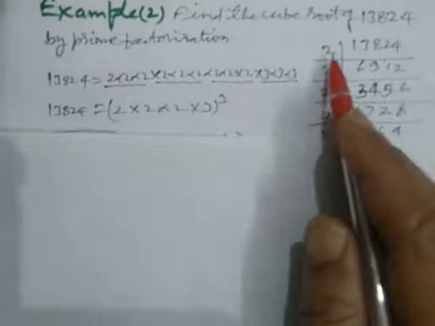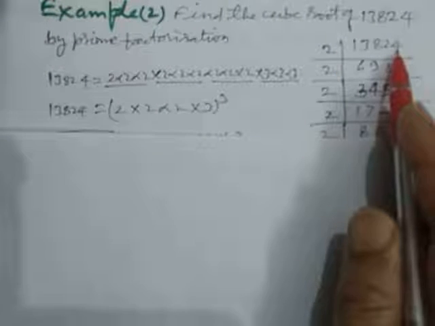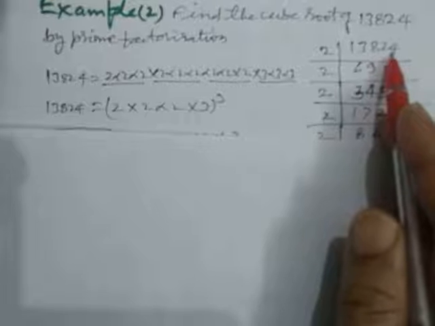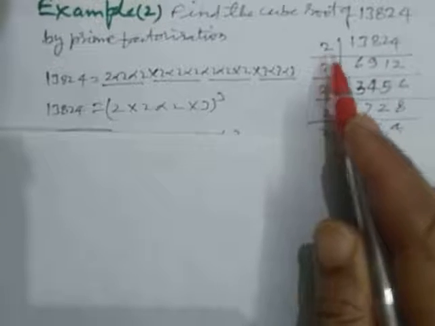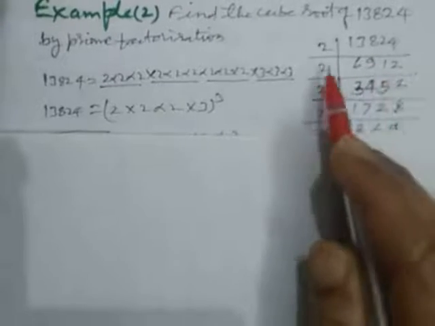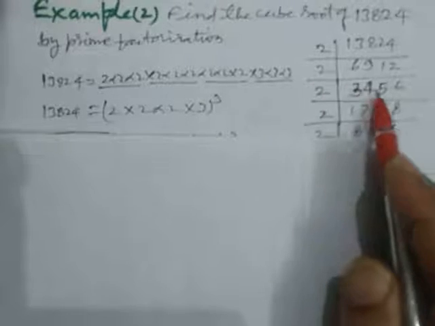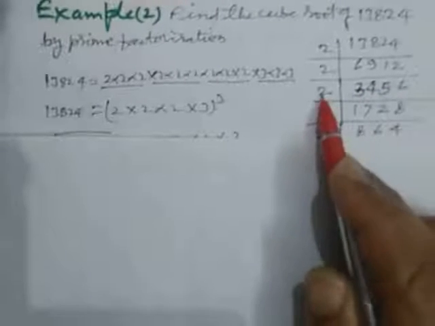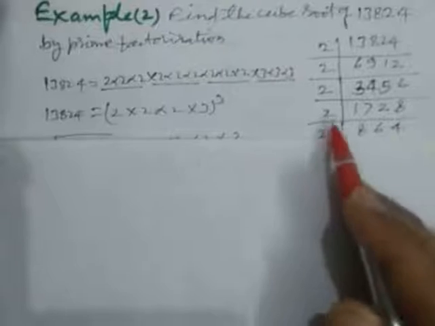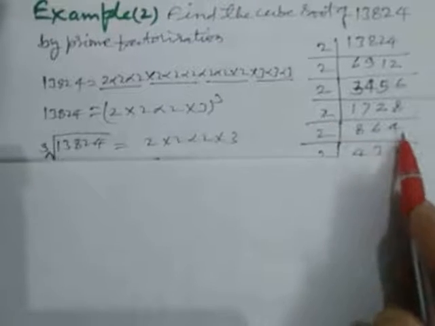13824, divide by 2, because it is an even number. So divide by 2, we get 6912. Again divide by 2, we get 3456. Again divide by 2, we get 1728. Then divide by 2, we get 864.